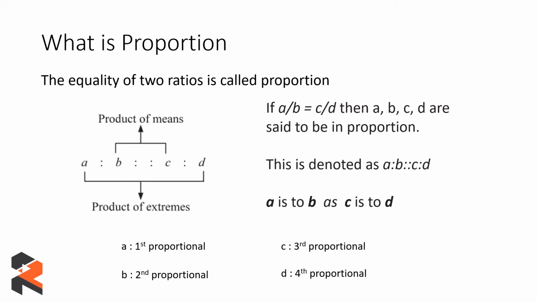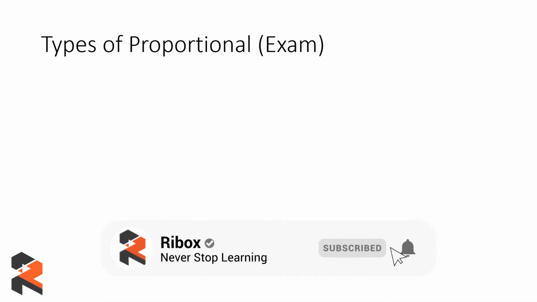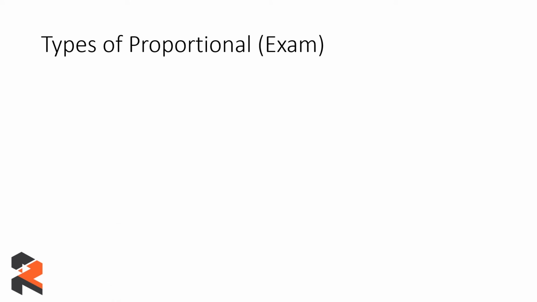So that is the basic of proportion and ratio. So I hope everything is clear by now. Now let's move forward and look at some more important things which you need to consider for your exams. The types of proportional, as we have already talked about types of ratios which are important, there are some types of proportionals which are also important, and we have named some of them already.